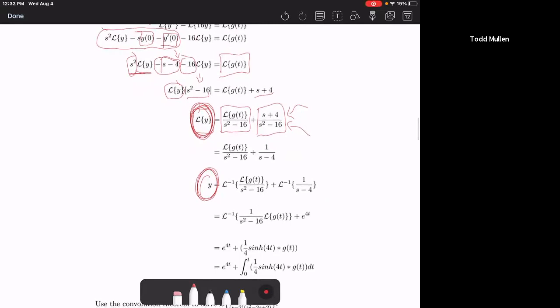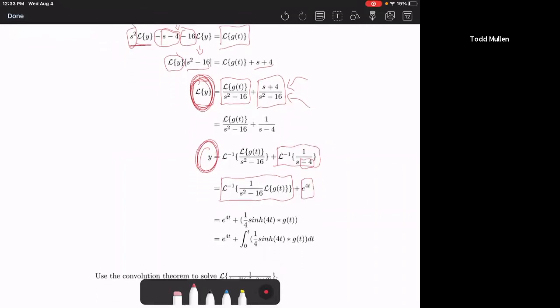Now here's where we can finally apply our convolution theorem, because we have the inverse Laplacian of some product of functions. And just to finish up what's on the right here, we know this inverse Laplace is the inverse Laplace of 1 over s, which would just be 1. But since it's been shifted over by 4, we have to multiply that 1 by e to the 4t. So e to the 4t is that inverse Laplace.